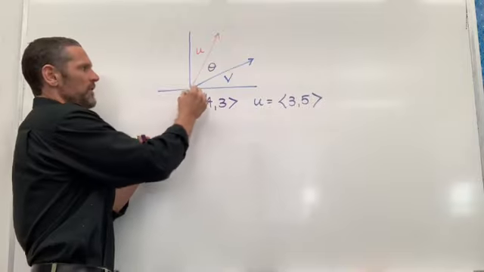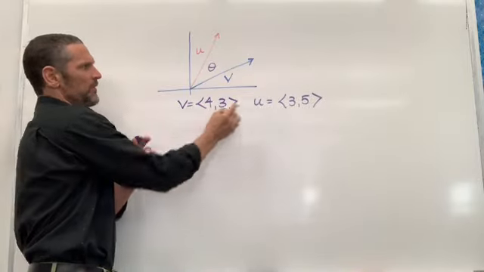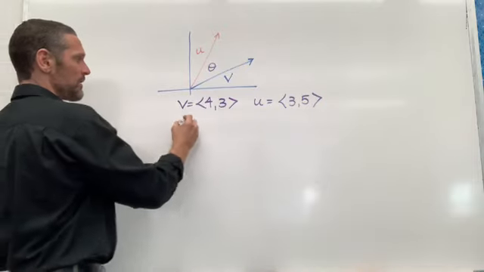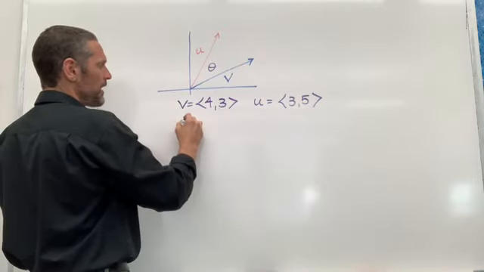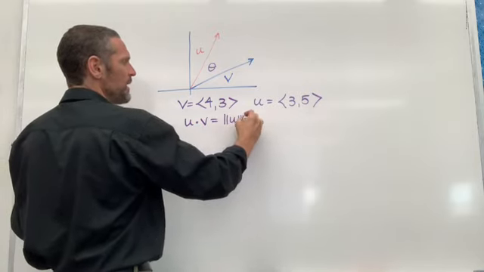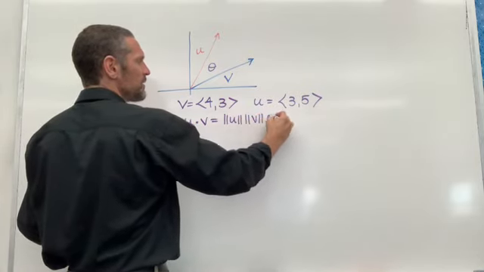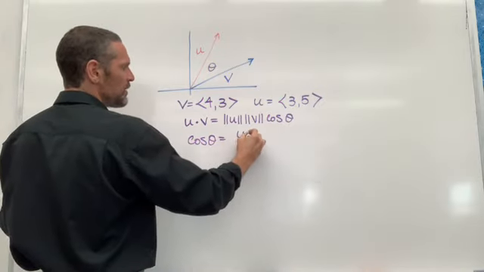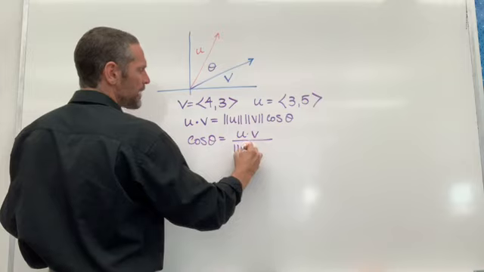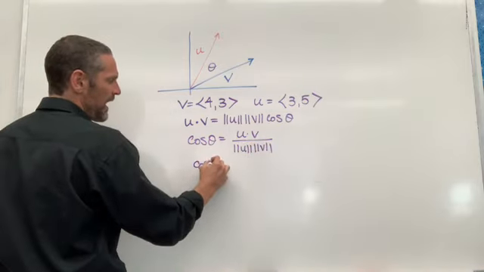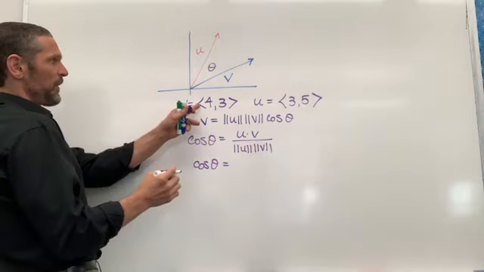Now, vector v is given as over 4, up 3, and vector u is given as over 3, up 5. To find the angle between the vectors, I know that u dot v is equal to the magnitude of u times the magnitude of v times cosine of the angle between them. So cosine of the angle is going to be u dot v over the magnitude of u times the magnitude of v. I just have to find the dot product.